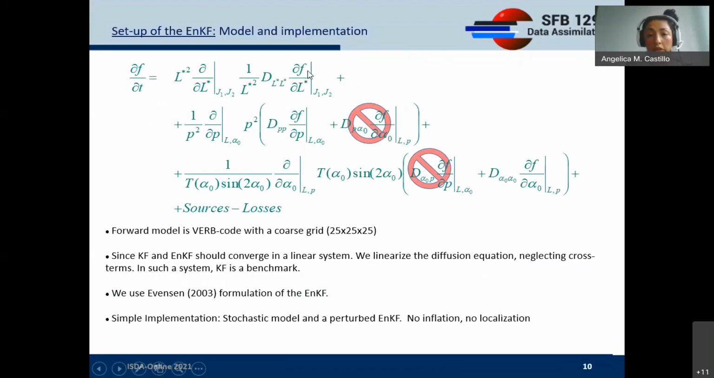That means that we also linearize the Fokker-Planck equation. We also use a very coarse grid, which is normally done with the Kalman filter because it's such a high dimensional problem. And we use a very simple formulation of the ensemble Kalman filter, which was shown in Geir Evensen's review of 2003, using a simple stochastic model and a perturbed ensemble Kalman filter with perturbed state and perturbed observations. We use no inflation and no localization so that we have a simple and fair comparison between both filters.